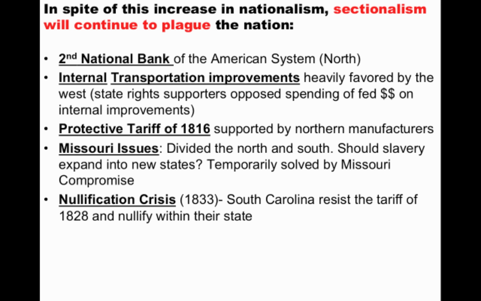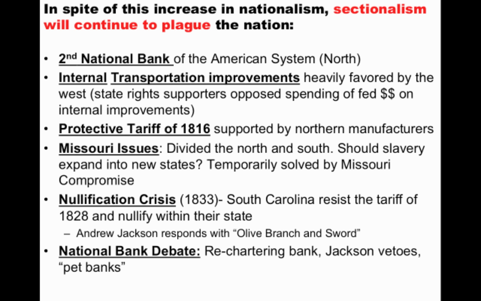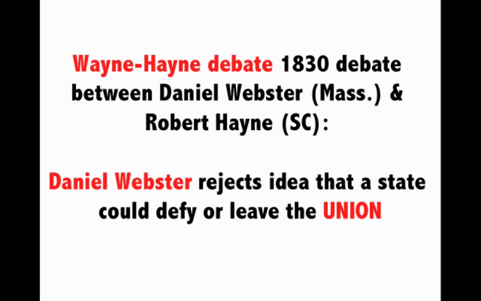The nullification issue we've already mentioned, where South Carolina is going to resist the tariff of 1828, and other southern states are going to kind of morally support South Carolina. And Andrew Jackson, of course, is going to respond with the olive branch and the sword. And then, of course, a big problem is going to happen with the national bank debate, where Jackson is going to veto the rechartering of the bank, and you're going to have the rise of pet banks. This is going to be an issue that's going to also, to some degree, divide Northerners and Southerners.